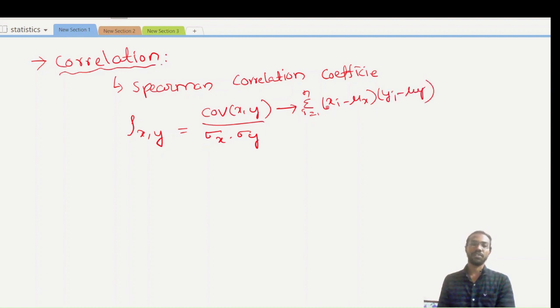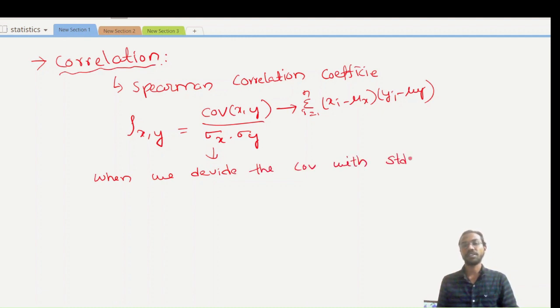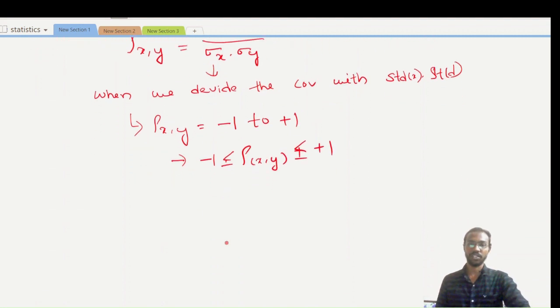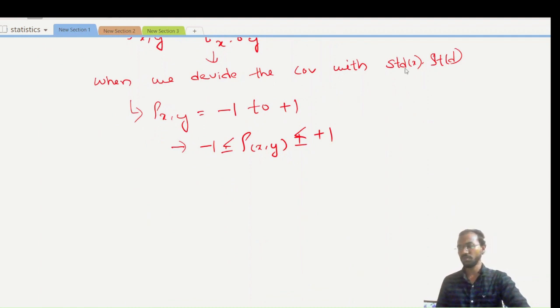So sigma x is the standard deviation for the x column data, and sigma y is the standard deviation for the y column data. When we divide the covariance by the standard deviation of x and the standard deviation of y, the correlation gives values between -1 and +1. That means correlation always lies in the range of -1 to +1. This is the reason why correlation lies between -1 and +1.